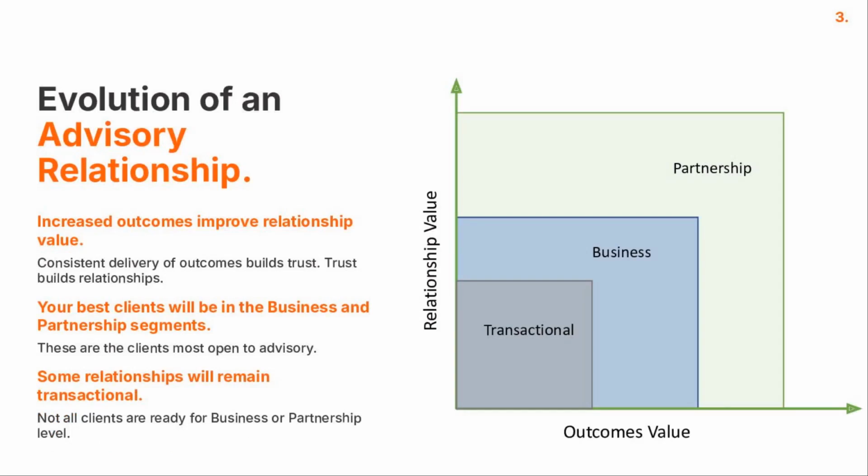All right, I want to offer up the evolution of an advisory relationship and just give you all a visual to orient yourselves around. As I think about the relationships that I have built over time and how I coach my clients through this, there are two elements to relationship building that I want to touch on today. And these are the axes that you see on the screen here. There's outcomes value and there is relationship value.